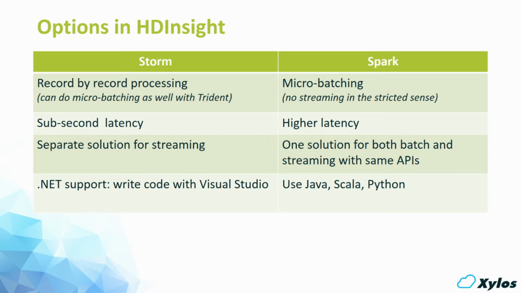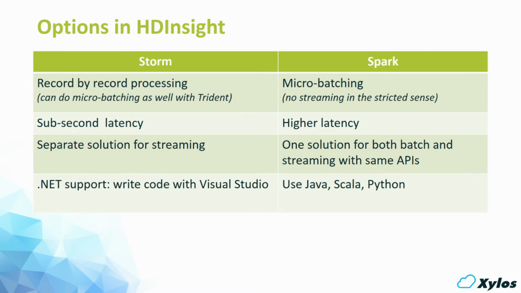Now, a big difference between the two is that Storm is dedicated to real-time processing. Spark is a framework for multiple types of workloads, so it can do batch and it can do streaming. So if you standardize on Spark for these multiple workloads, you can actually reuse all of the APIs you use in batch within the streaming environment as well.